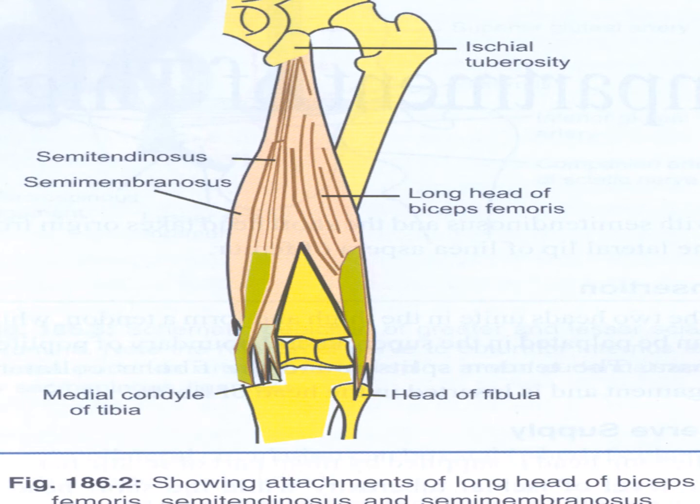Now you see semimembranosus and semitendinosus lie on the medial side and insert into the tibia, on the medial bone just below the knee joint. Biceps femoris inserts on the lateral side, at the head of the fibula. So they make the boundary of the popliteal fossa. The medial boundary is formed by semimembranosus and semitendinosus. The lateral boundary is formed by biceps femoris. They all arise from the ischial tuberosity except the short head of biceps femoris, which arises from the linea aspera.